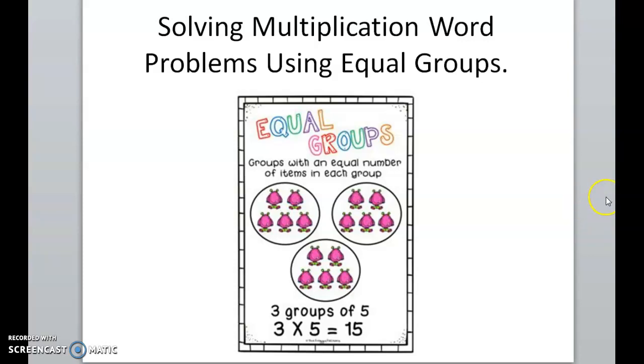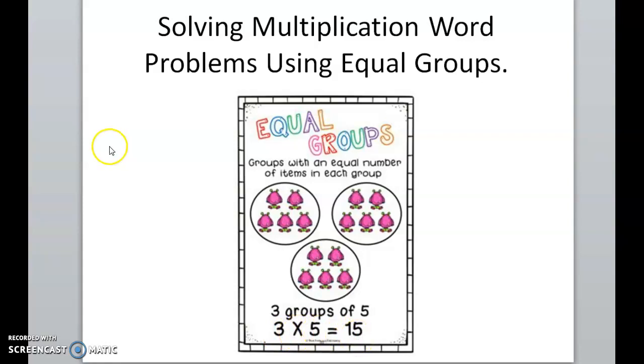Okay, guys. Today we are going to learn how to solve multiplication word problems using equal groups. And just to go over really quickly what equal groups are, they are groups with an equal number of items in each group. So for example, using the picture on the title page here, we have 3 groups, and then we have 5 in each group. So that would make our multiplication problem 3 times 5 equals 15.